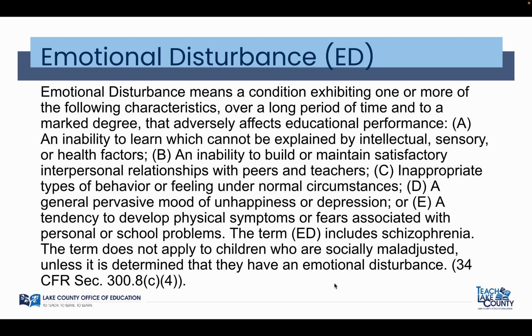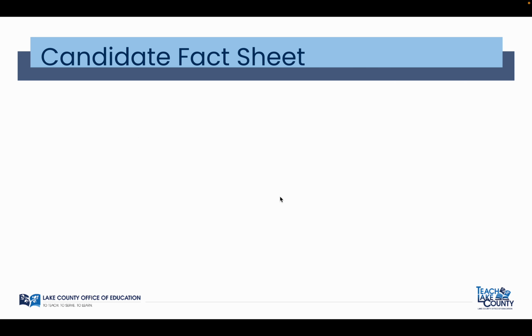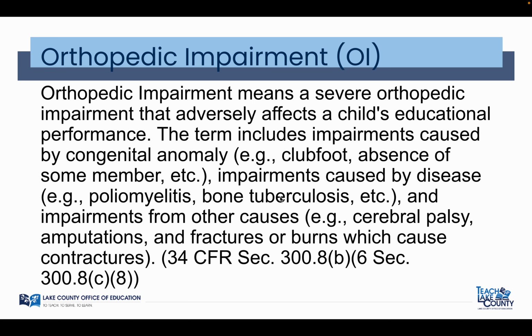Whereas someone who has an emotional disturbance, you can change the behavior by teaching them the behavior, but it takes a much longer time. It's much more pervasive. That's kind of what we're looking at, is a pervasiveness of mood or behavior or inappropriate interactions with peers or adults. And then we will have a candidate fact sheet for that as well.